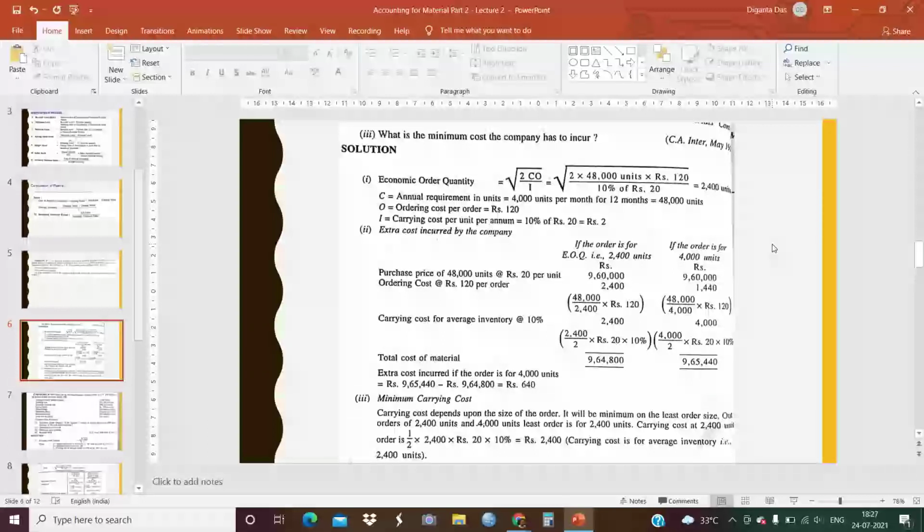So carrying cost we should calculate: half of 2,400 into 20 into 10%. Minimum carrying cost, you see, carrying cost depends upon the size of the order. It will be minimum at the least ordering size. Out of orders of 2,400 units and 4,000 units, the least order is how much? 2,400. So carrying cost will be, for 2,400, half of 2,400 into 20 into 10%.